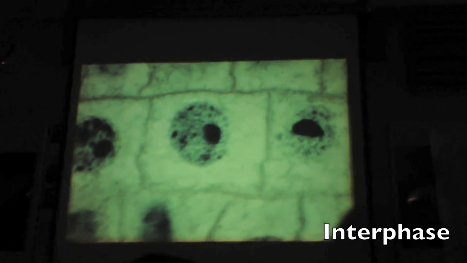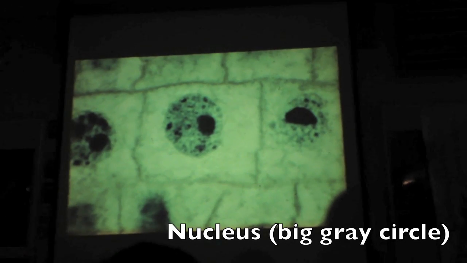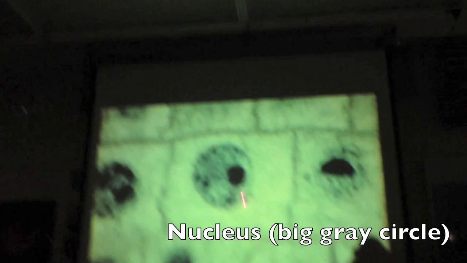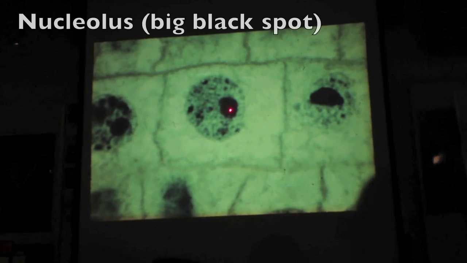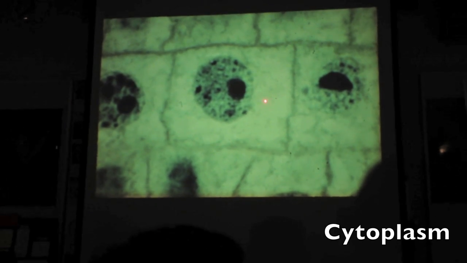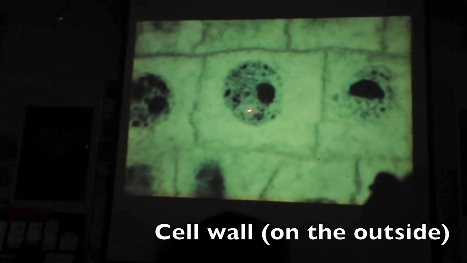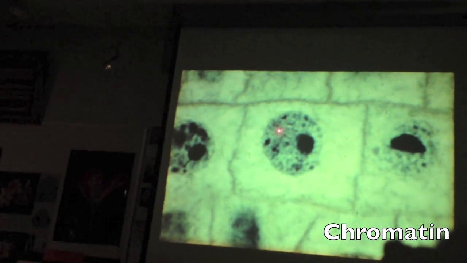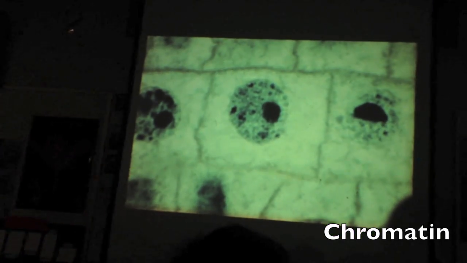What phase? Interphase. That was supposed to be an easy one. And that's tricky. Shift gears in your brain. Hey, so what's this big gray circle? Nucleus. What's the big black spot? Nucleolus. What's the white stuff? Cell wall. Cytoplasm. Out here we got cell wall and cell membrane just inside of that. Little black specks: chromatin. Unwound chromosome.